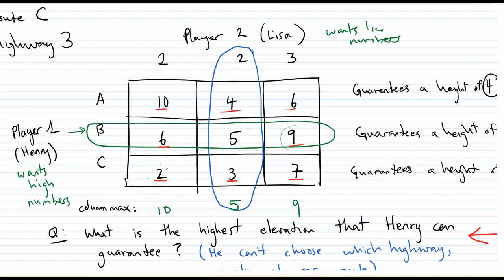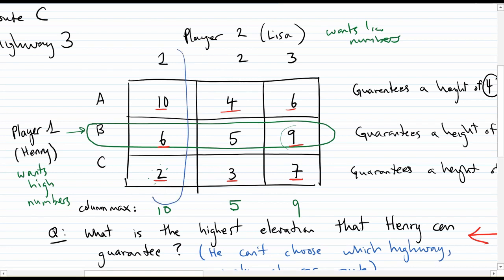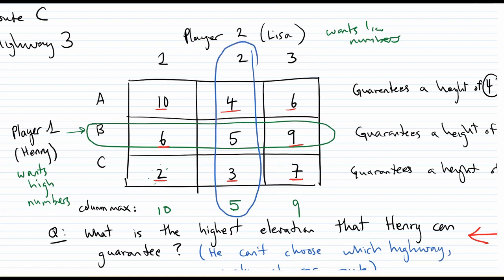Likewise, once Lisa knows that Henry is playing his Maximin strategy, she has no incentive to depart from column 2. If she chooses column 1, it's only going to be a worse outcome for her. And if she chooses column 3, same. Then she'll end up with that score of 9, which is again worse than 5. So when you have this saddle point, both players are incentivized to stay at their choices. They've sort of sunk into the saddle.